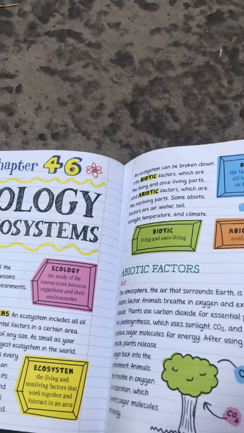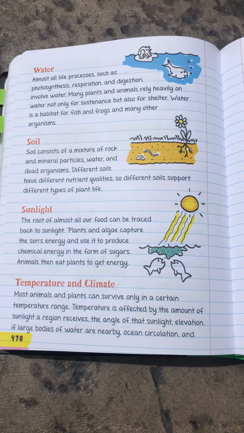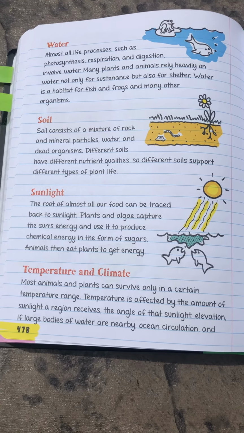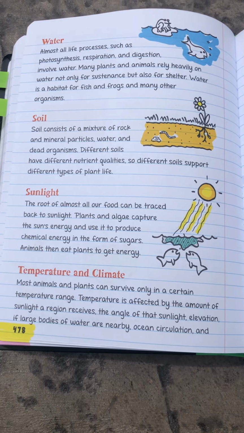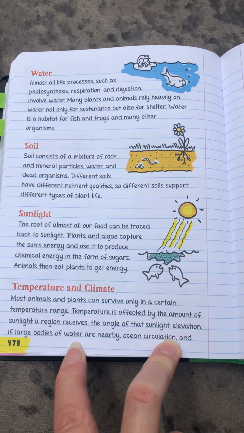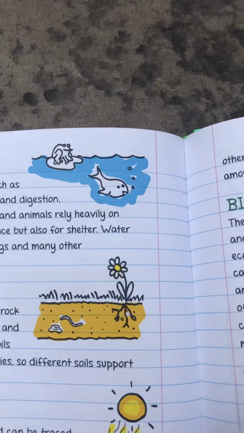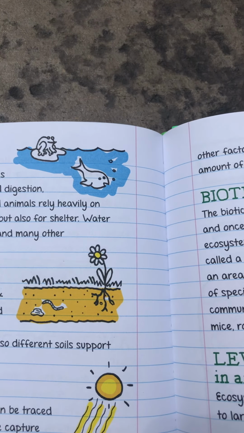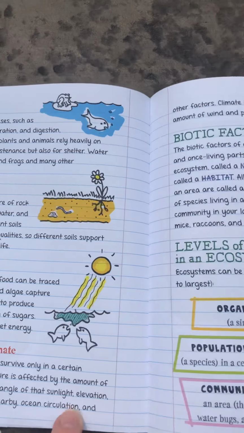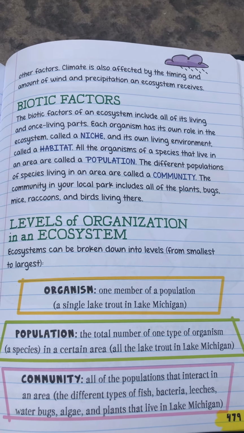Okay, if I flip the page here, this shows some more of the things that are abiotic. Hopefully you can see this. The sun is coming out, but I'm sure it'll go under a cloud soon. So there's water, soil, sunlight, temperature, climate. All of these things are non-living. Now, if you look at water, for example, there are obviously creatures and living things in the water, but the water itself is just hydrogen and oxygen. It's non-living.